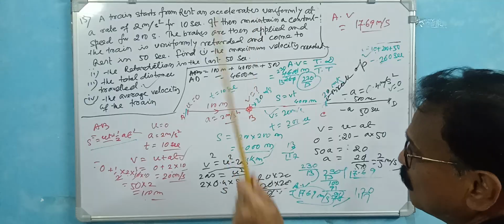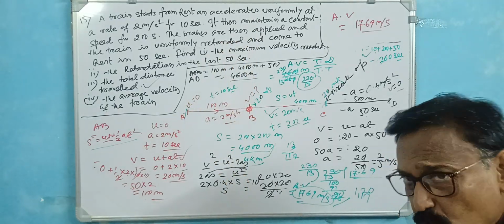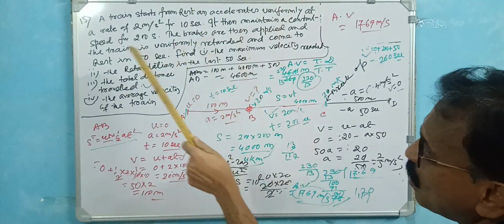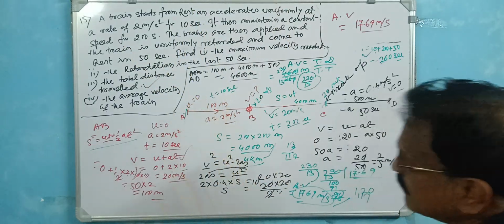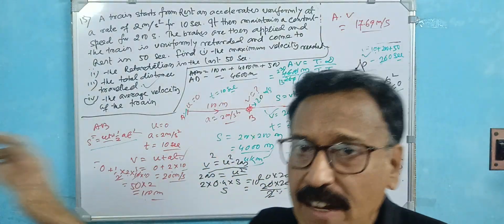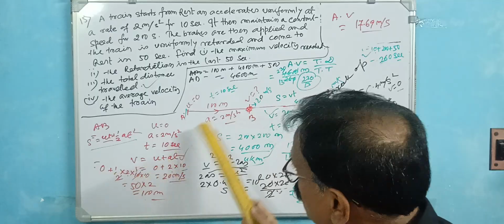A train starts from rest. That means u is 0, no problem. It accelerates uniformly, that means the acceleration is given. U is 0, a is given, time is 10 seconds. So what is the final velocity acquired? This is v is equal to u plus at.